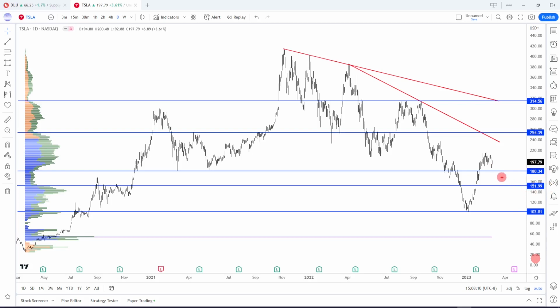And if you want to be a little bit more conservative, then you want to wait until it breaks below this 150, 199, and 152, do a little back test, and then you look for a short setup to swing it short down to this 102.81 again. Okay, so those are the possible scenarios that I am looking at for Tesla.